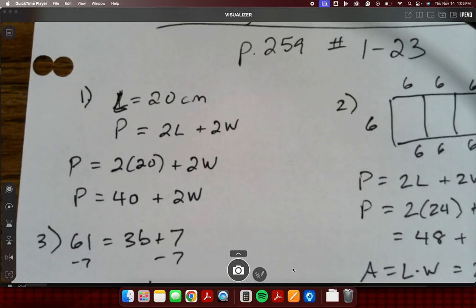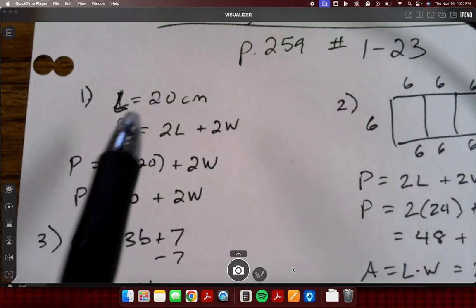So on page 259, starting with number one, they give us a picture of a rectangle, and it says it has a length of 20 centimeters and a perimeter of P. So it doesn't tell us the perimeter, just gives us a letter. Which equation could be used to find the width of the rectangle?